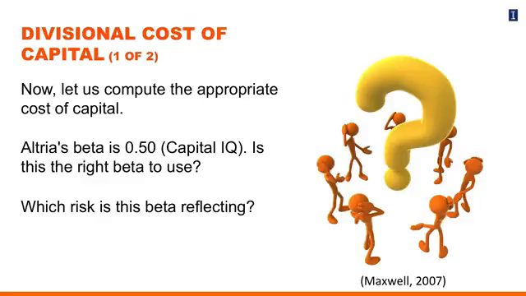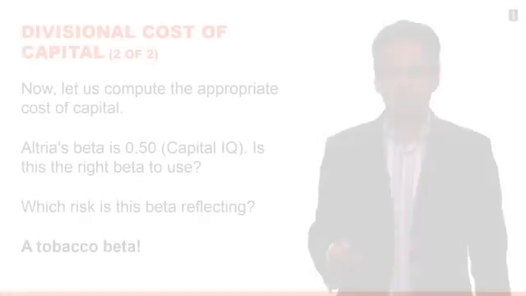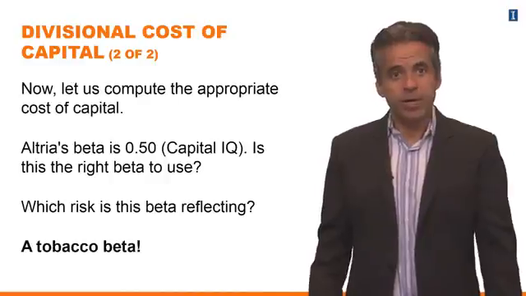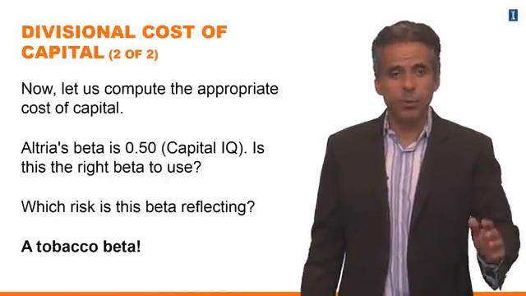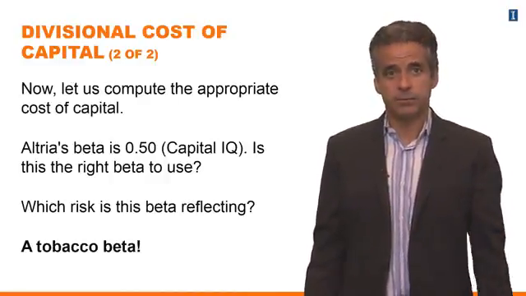Is this the right beta to use? If you're trying to answer the question we just posed, which is to figure out the performance of the wine division, is that the right beta? Okay? Which risk is this beta reflecting? The answer, to put in very simple words, is that 0.5 is a tobacco beta.